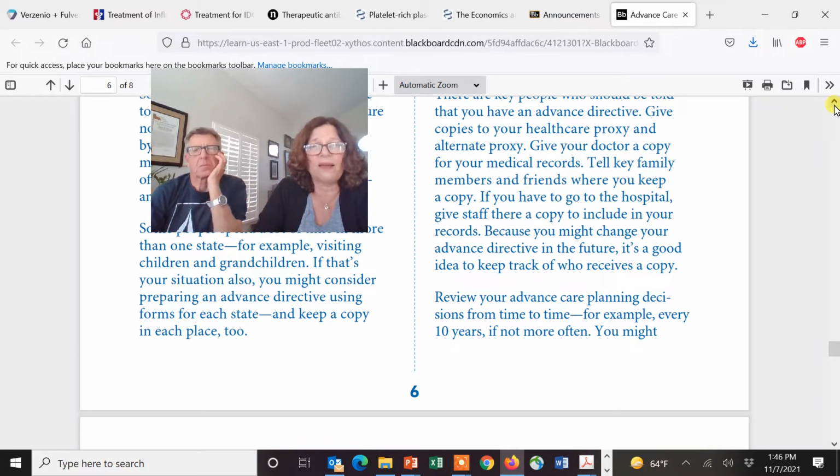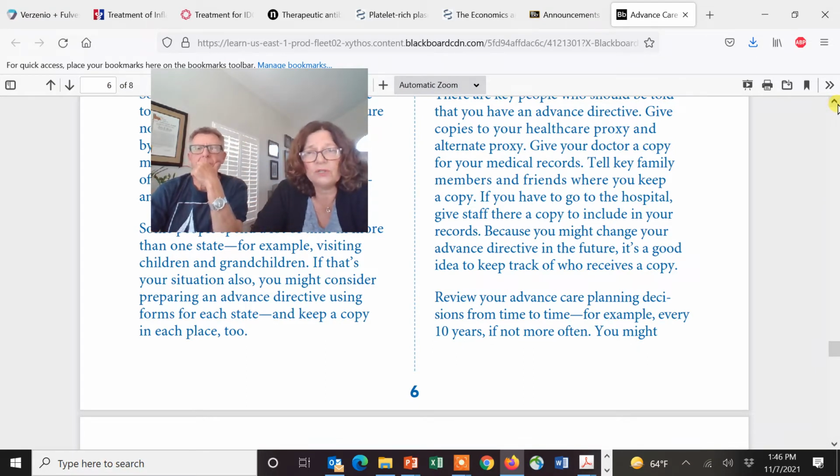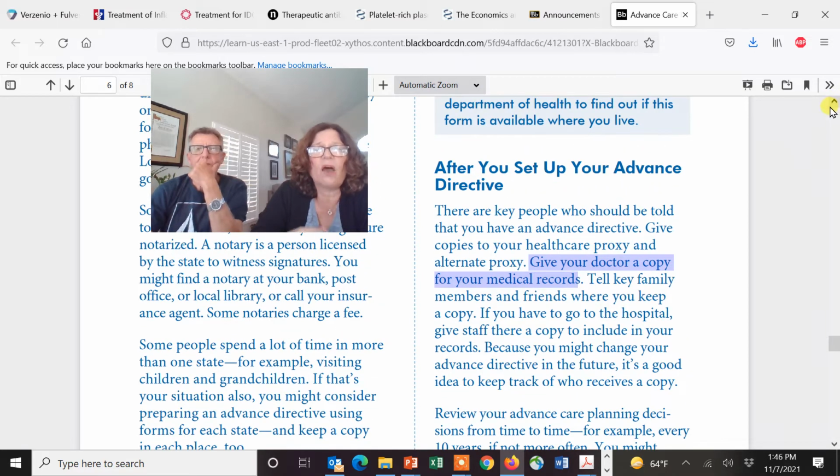Are you going to throw it in a filing cabinet, which is what 99.9% of people do? No, you're going to give a copy to your healthcare decision maker proxy. That would be John. Give it to your doctor. Because of electronic health records, I have a patient portal through several of my doctors. So I've uploaded my advanced directive to my patient portal. So now it's at least in the system if anyone should ever need it.